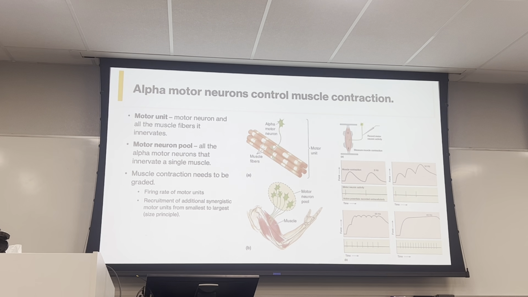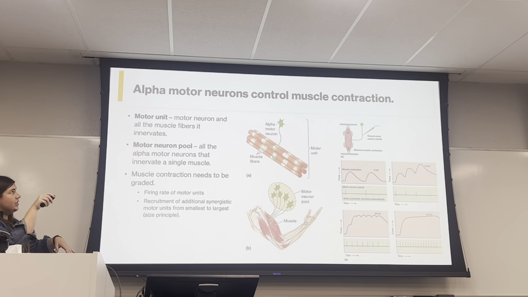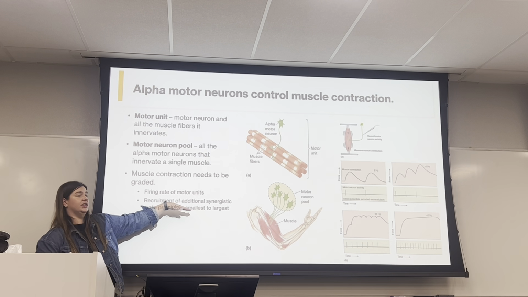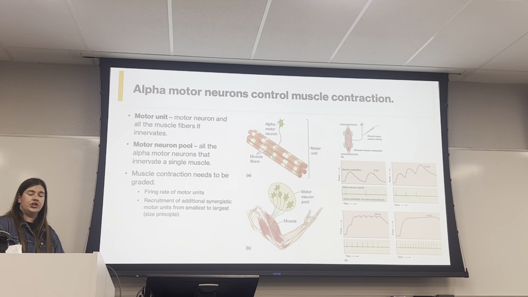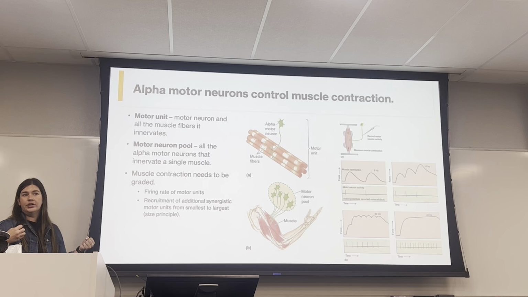And so we said that if you want a small contraction, you could have just a few of those motor neuron pools being activated. But if you want a really strong one, you want all of the strength of that muscle working. We're likely recruiting additional motor units, additional motor neurons, and all of those fibers to collectively contract. Generally that's done from the smallest, for little fine movements, to the largest, getting everybody on board for the contraction.